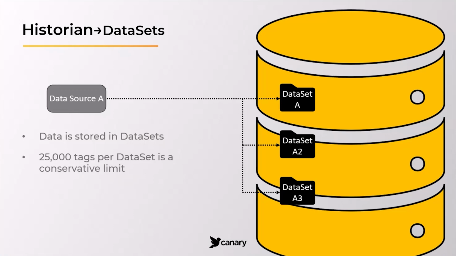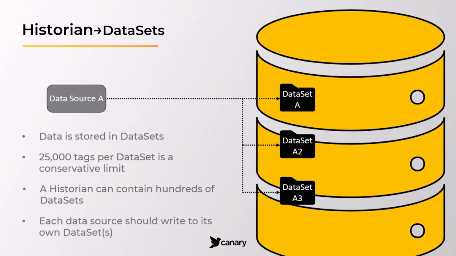A historian contains hundreds of datasets based upon the number of sources. It is a best practice that each data source have its own dataset or sets. Multiple sources should not share the same dataset, as this could create potential conflicts with certain historian functions. Similarly, if creating calculated tags, they also should be written to their own dataset.